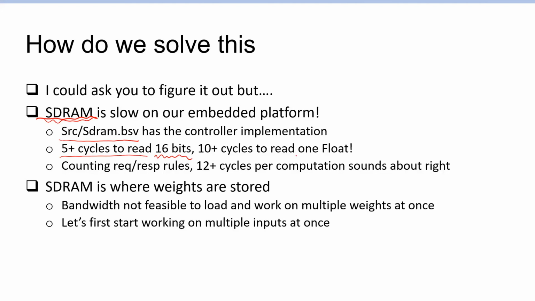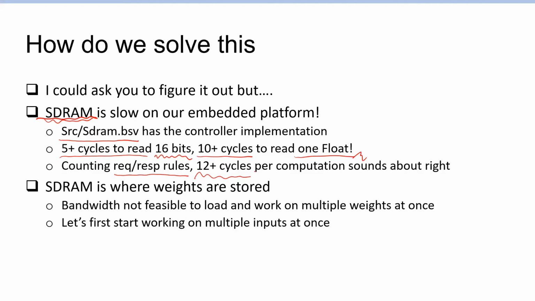But the bottom line is that to read one float weight value from the off-chip DRAM, it takes about 10+ cycles. And this continues the trend from when we were talking about CPUs to GPUs to FPGAs to ASICs. If you have to go off-chip to get memory, it's slow. That's just how it is. And if counting also the request and response rules, about 12+ cycles per computation sounds about right, because it will take 12+ cycles to read. Remember, 12+ cycles came from calculating the performance numbers from the naive implementation. And yeah, 12 cycles per computation sounds about right.